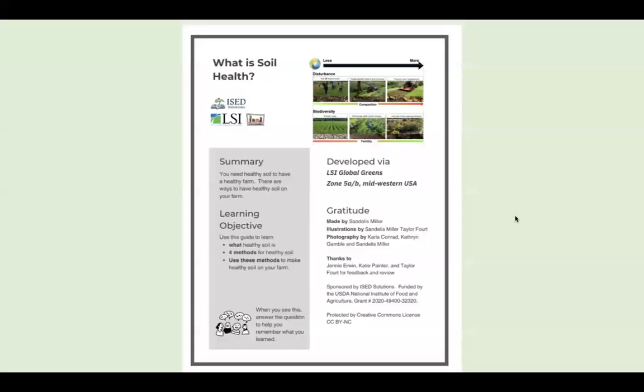What is soil health? Developed by ISCD Solutions and LSI Global Greens in Iowa in Zone 5A and B in the Midwestern United States, although this guide can also be used in other regions. You need soil health to have a healthy farm. There are ways to have healthy soil on your farm. Use this guide to learn what healthy soil is, 4 methods for healthy soil, and how to use these methods to make healthy soil on your farm. Thank you to the many people who went into making this happen.